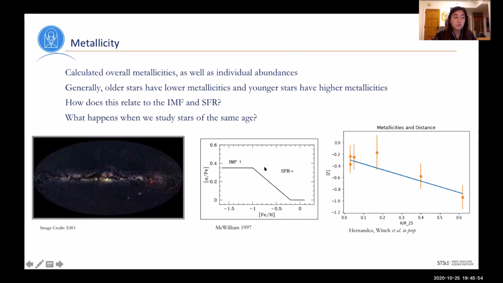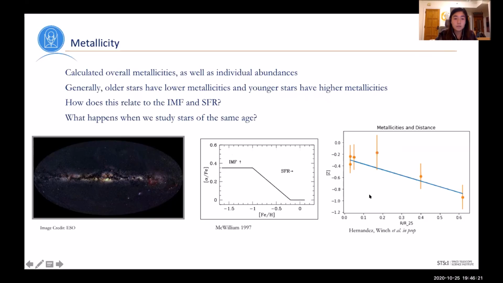So this plot in the middle shows a trend that we observe in the Milky Way. The x-axis is the metallicity, while the y-axis compares alpha elements to the iron peak elements. If this horizontal line moves up or down, the initial mass function changes. If the knee moves left or right, the star formation rate changes. The flat line is from the halo region, while the slanted line is from the disk.